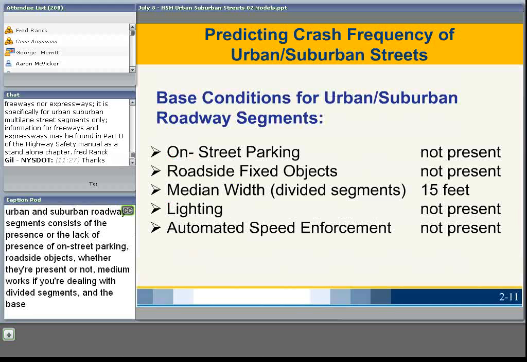There are some limits to the application of the safety performance functions, and the limits are based on the traffic volumes. They're listed here for each type of roadway classification. If the ADTs or traffic volumes for the sites you're analyzing differ substantially from what is listed here, then the further you get outside of these traffic volumes, the less reliable your results will be.